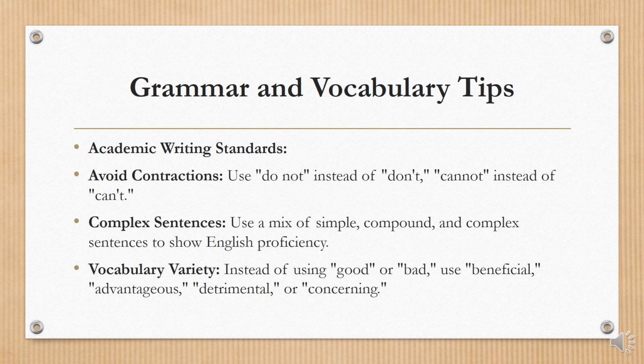In academic writing, I'll suggest that you use do not instead of don't and cannot instead of can't. Try to avoid it as much as you can because it's the standard. And in complex sentences, there should be a combination of simple and compound structures in your writing. That will make you a more professional writer, and try to practice that as much as you can. And adding a variety of words and not making it very redundant is also a good strategy.